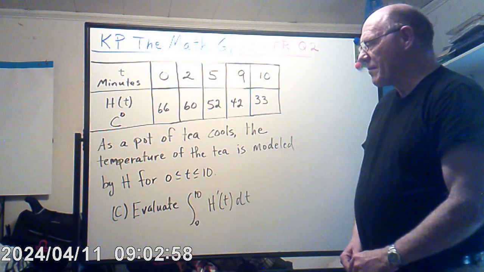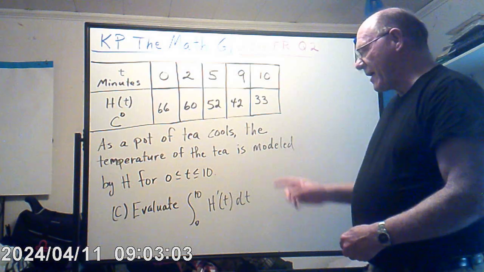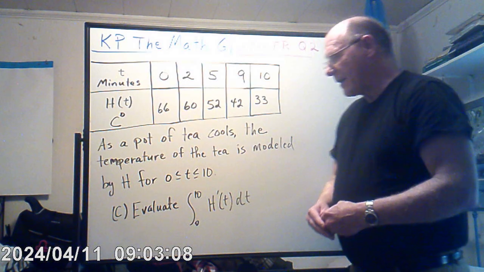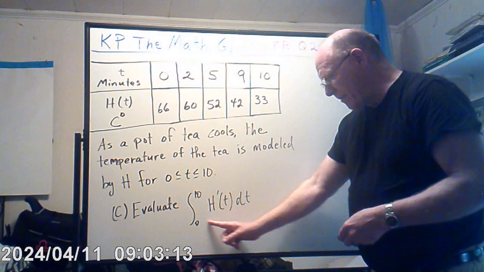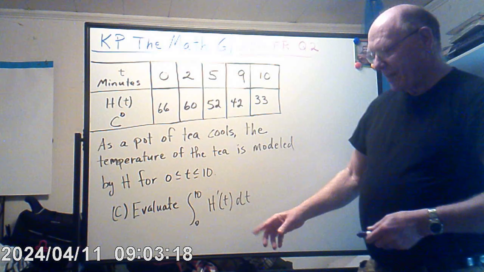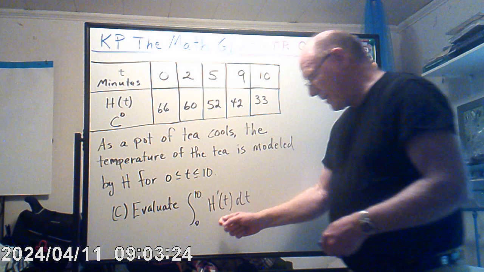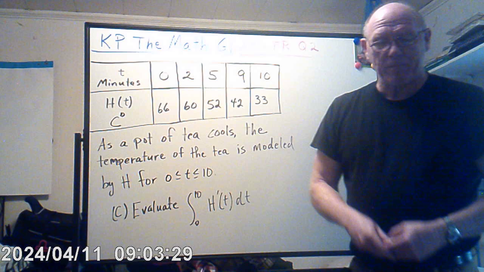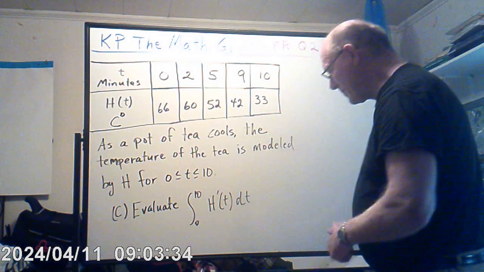Okay, so getting back to part C, we're just doing C and D of this one. It says as a pot of tea cools, the temperature of the tea is modeled by the differential equation function H, for which T is between 0 and 10. Evaluate this. Now, you know what this is, don't you? H prime at T, integrating from 0 to 10. You're integrating the derivative, right? So what is that? Well, it's simply this.